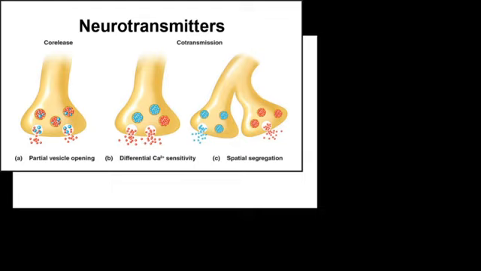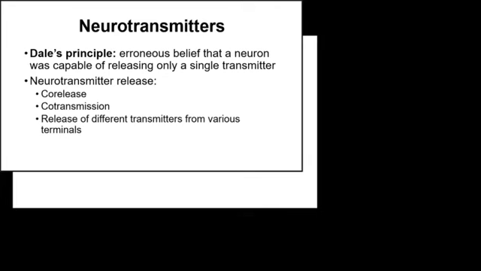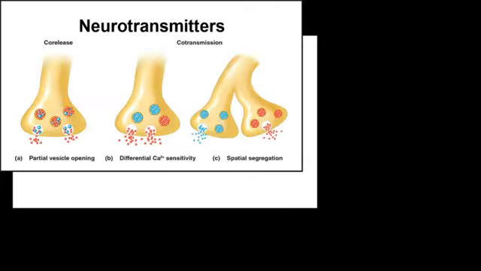So we could have the smaller ones are the ones that need to be received first, and maybe the larger ones need to be received second. So you start with a smaller hole and then get to a larger one. So you can control delivery that way. Our other 2 options are actually technically a version of co-transmission. So our spatial separation that we saw on the previous slide, that release of different transmitters from different terminals, is really just a type of co-transmission. But that's how the textbook divided them, so who am I to argue?